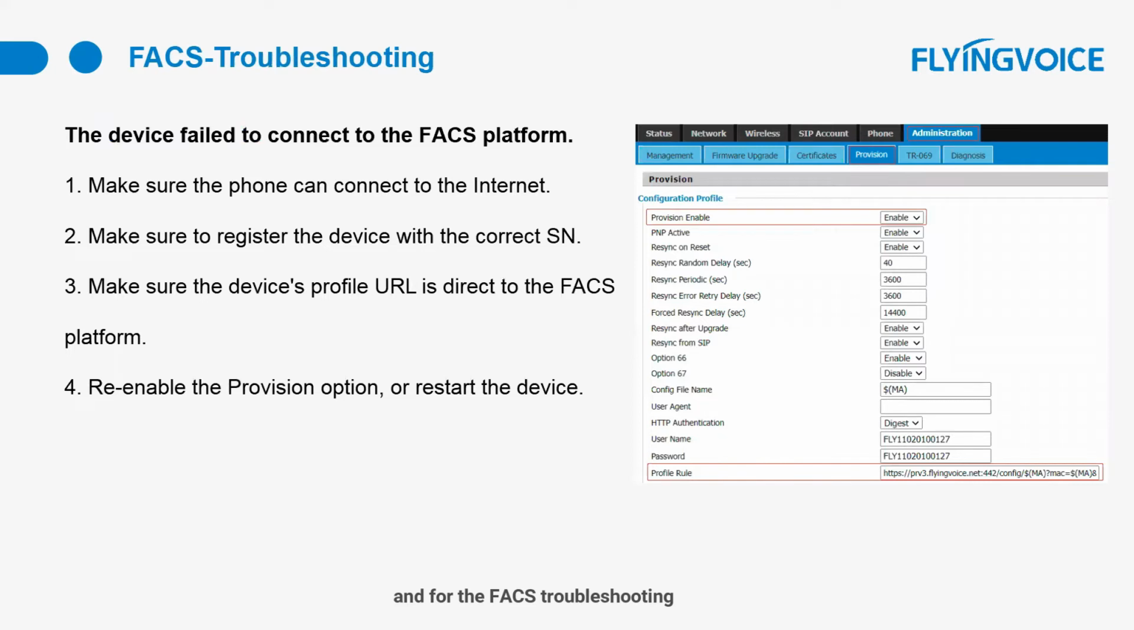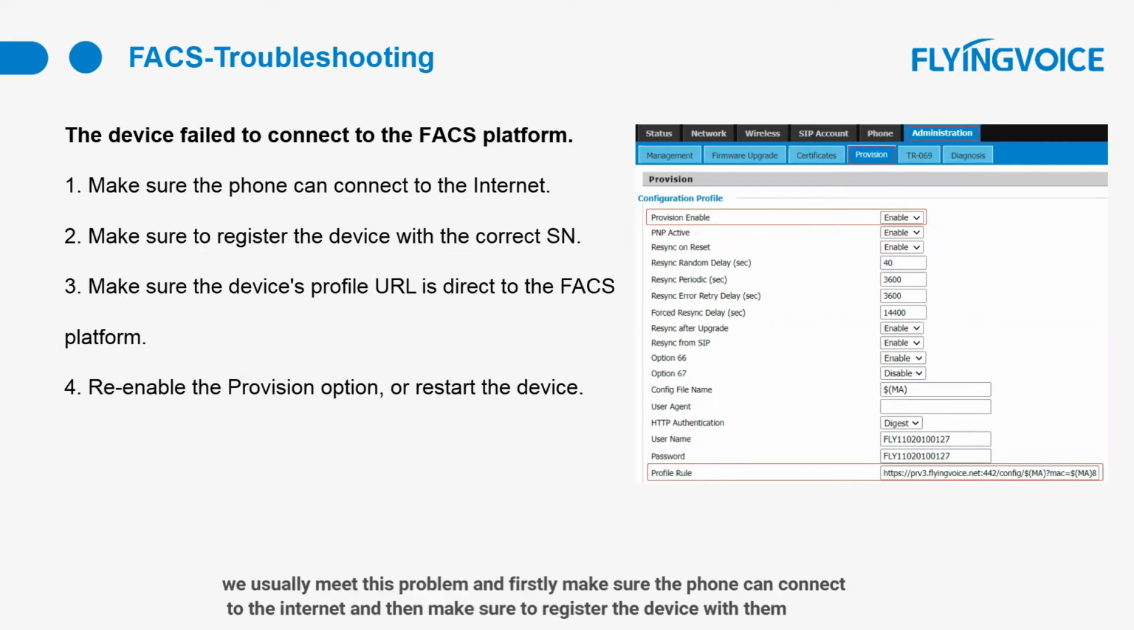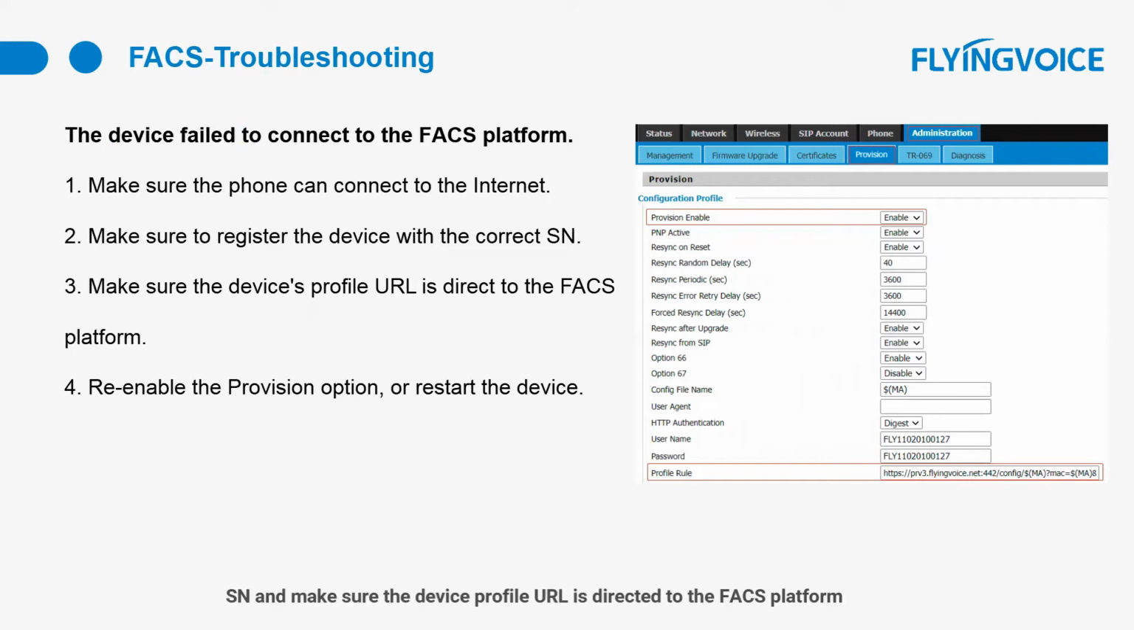And for the FSAS troubleshooting, the device failed to connect to the FSAS platform. We usually meet this problem. Firstly, make sure the phone can connect to the internet, and then make sure to register the device with the correct SN, and make sure the device profile URL is directed to the FSAS platform.